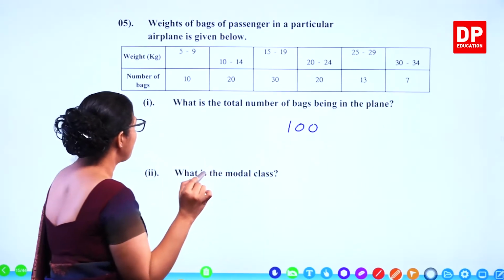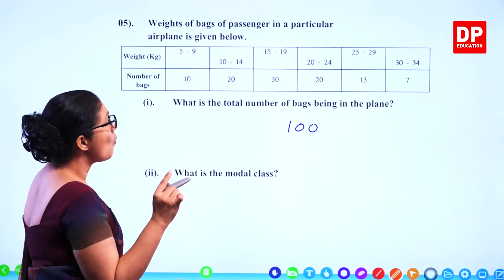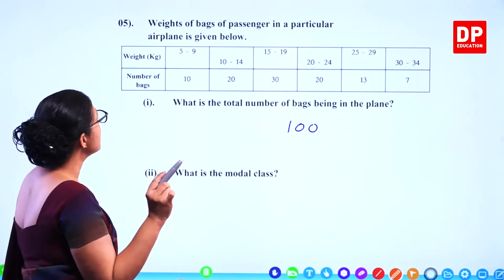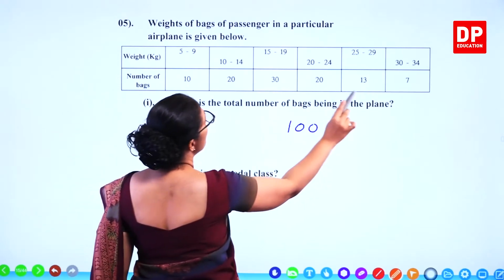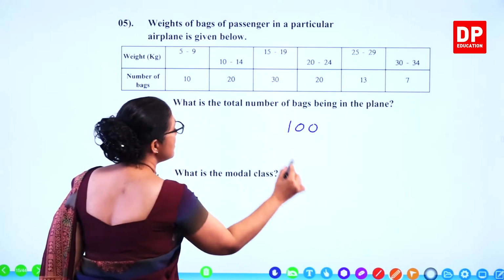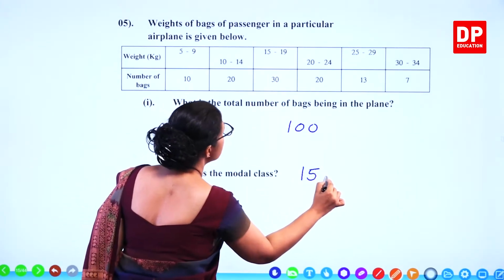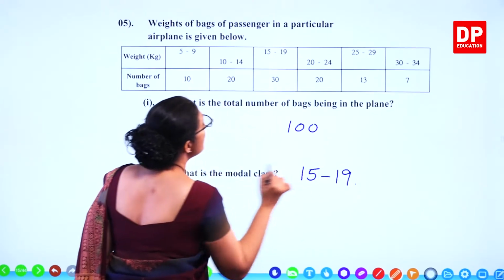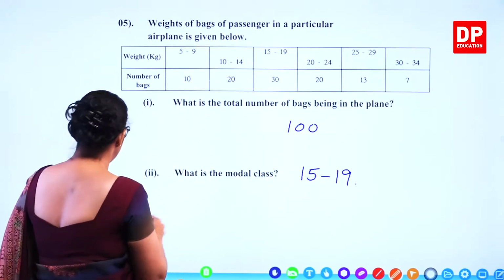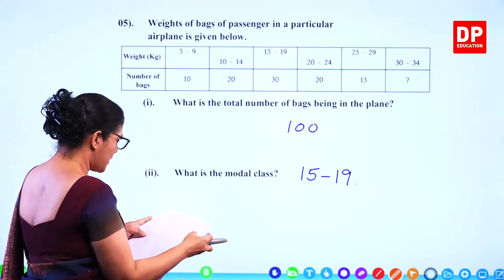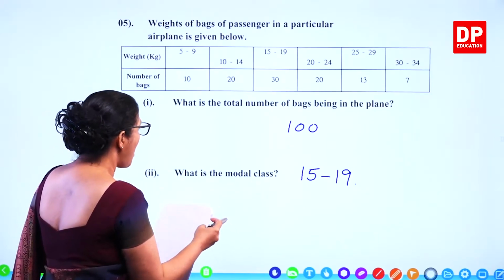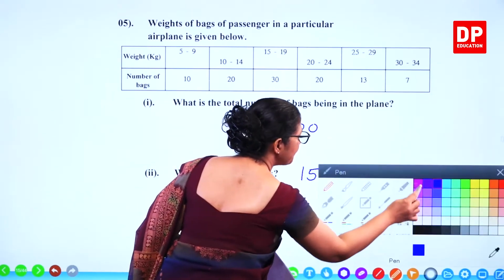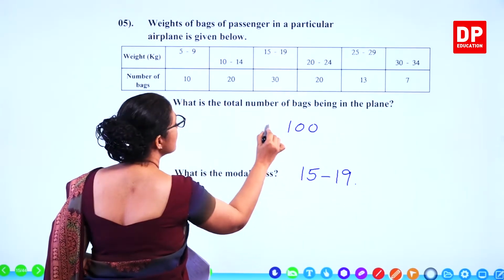100 bags are there. What is the modal class? One which has the highest frequency. So when you take the frequency 30, 30 is the highest. So modal class is 15 to 19. So how many marks for this one? Just 1 mark each.